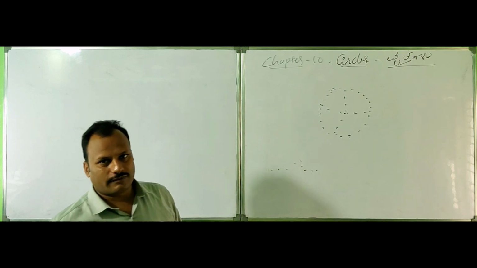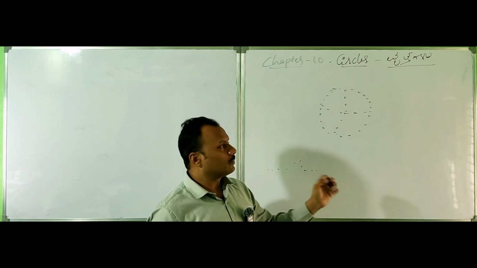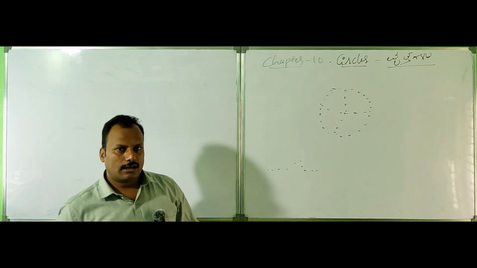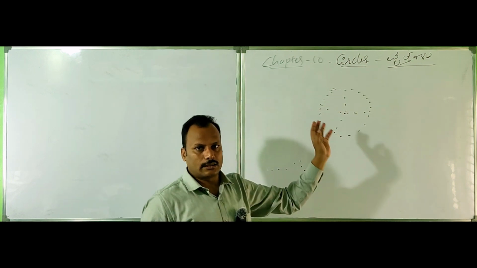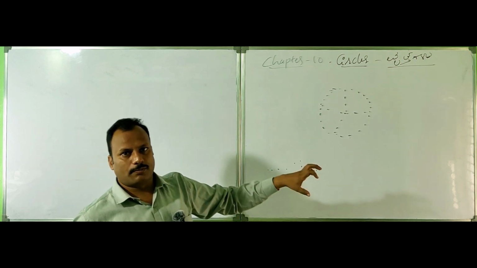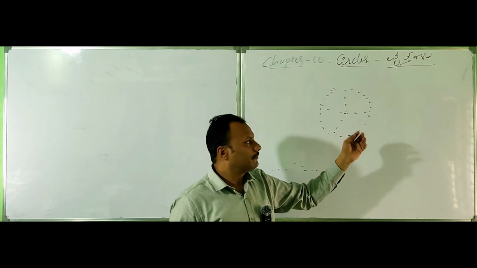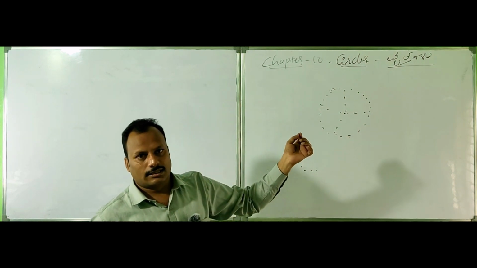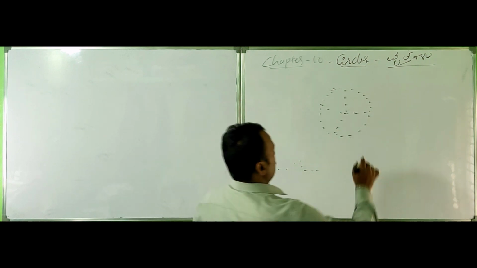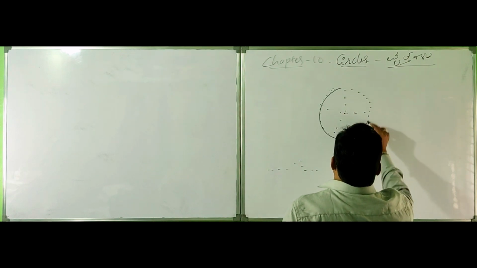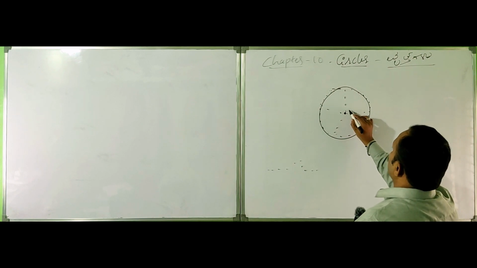Locus of a point moves on a plane such that the distance between the fixed point to all the points is constant. The line drawn on the plane from the fixed point, the distance between the points and the fixed point is constant. This is the closed curve, also called a circle. This is called center O.